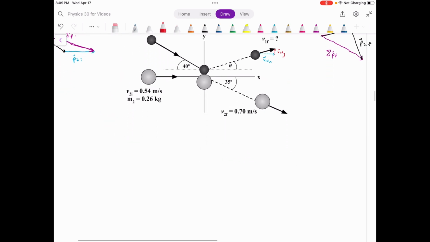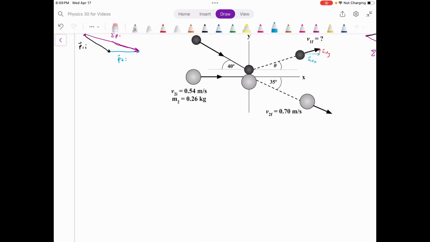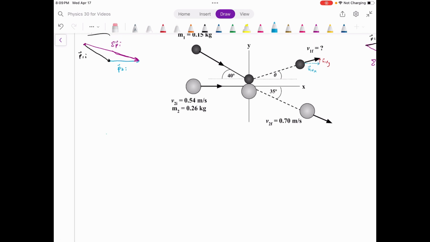So like I said, we always start simple, right? We're not quite ready to jump into this just yet, but we could find it as we went too. Here's our starting point: the total momentum initial in the x-axis will equal the total momentum final in the x-axis.